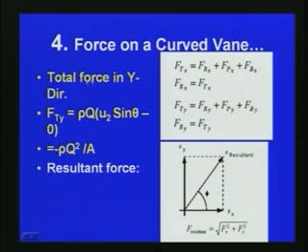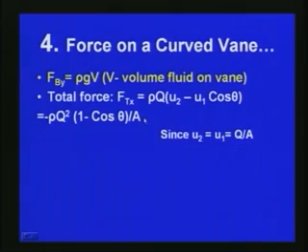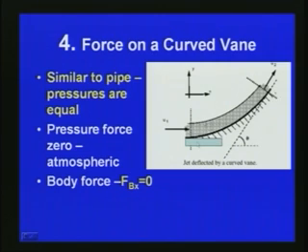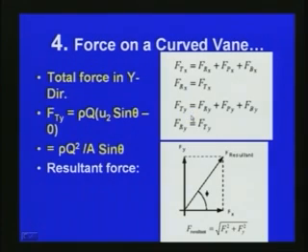And then finally, the total force in the y direction will be FTy equal to rho q into u2 sin theta minus 0. You can see that this is u2 sin theta, and it is coming in this direction. The other direction is not considered, as there is no velocity in it. So FTy is equal to rho q into u2 sin theta, which can be written as rho q square by A into sin theta.